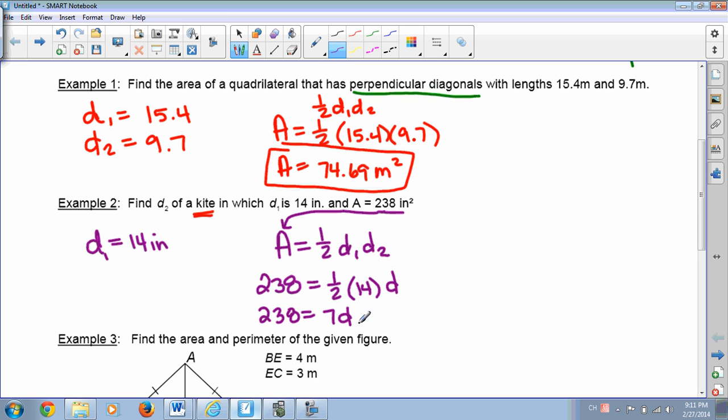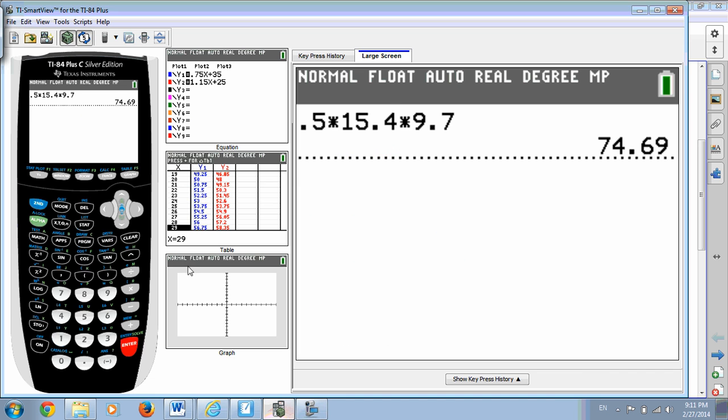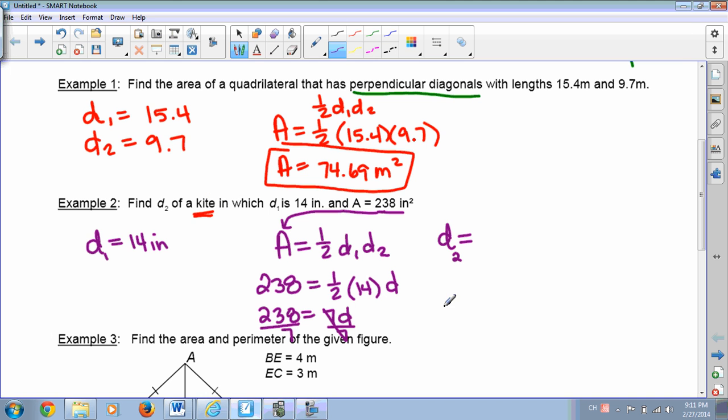And then just to get the D by itself, or D2, we would simply divide by 7. So our second diagonal, we can also call it D2, is 238 divided by 7. So let's calculate that. 238 divided by 7 is 34. And again, this is not the area, this is just the length of the diagonal, so we don't have to square it. It's just 34 inches is our second diagonal. Okay, example 3.